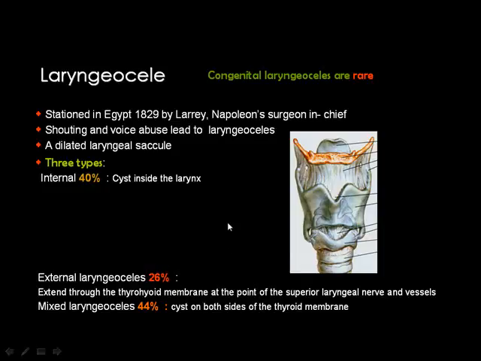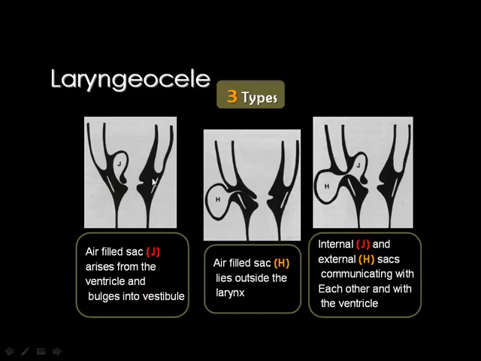Then some of the pathologies that can be seen in clinical practice, one of them is the laryngocele. And the laryngocele has three main types: the internal one, which is inside the larynx, the external one, which is outside, and the mixed one. This is an example of an internal laryngocele, this is an external laryngocele, and this is the mixed laryngocele.